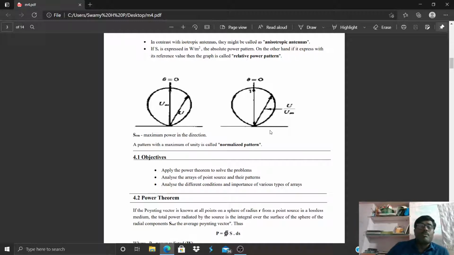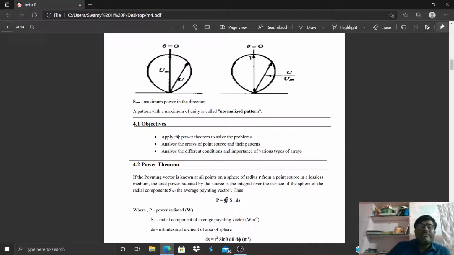Other than the absolute power pattern, power patterns can be measured in two ways. One is the absolute power pattern, in which you take the measured power in watts per meter square. Whereas in the relative power pattern, power is measured with respect to the reference direction in which power is maximum. That is the relative power pattern.